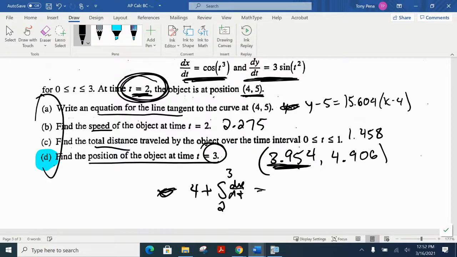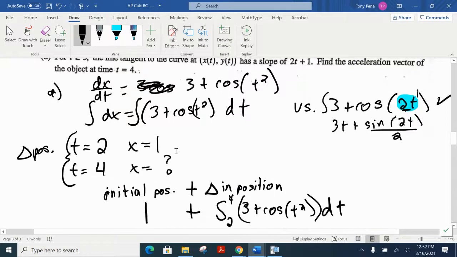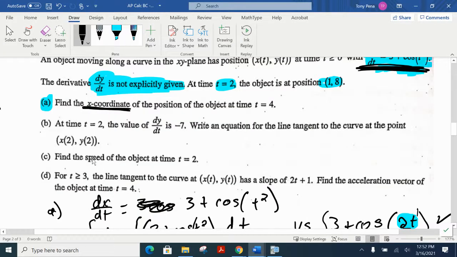So let's do a little review. I would say the previous question, if you want to try it, feel free. Some of these are a little trickier, though. Outside of C is nice, but B and D are a little tricky.